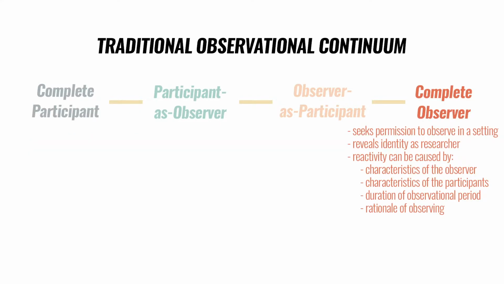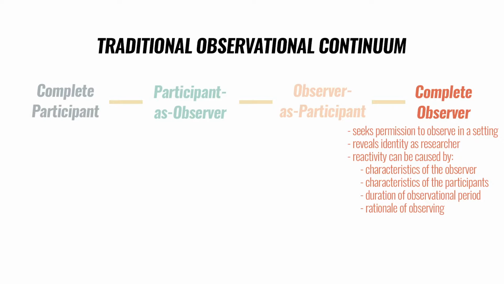On the other hand, the complete observer has the appropriate permissions to observe the selected field of study and does not engage in the field. Additionally, those who are present in the field of study are aware that the researcher is there. One of the biggest limitations of the complete observer is how the presence of the researcher can cause reactivity amongst observed participants, and therefore alter their behavioral patterns.